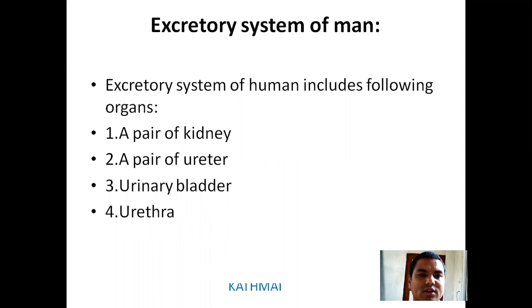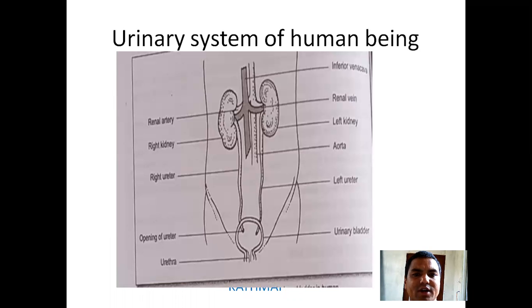Dear students, our human excretory system consists of the following organs. They are a pair of kidneys, right kidney and left kidney, a pair of ureters, the urinary bladder, and the urethra. Here is a figure of the urinary system of a human being. You can see the left kidney, right kidney, renal vein, renal artery, urinary bladder, ureter, and urethra too.